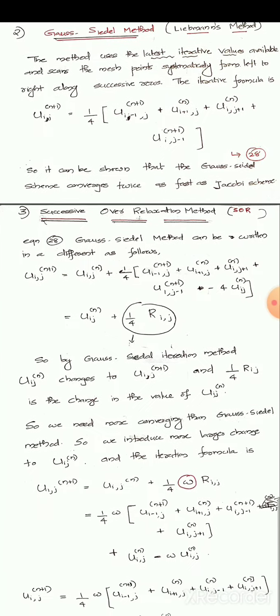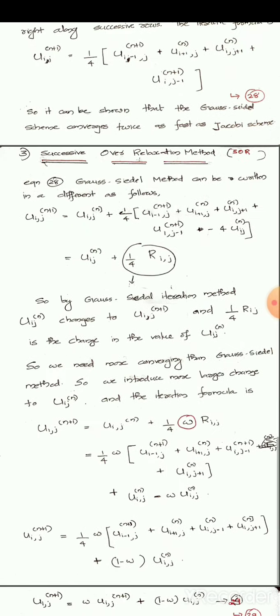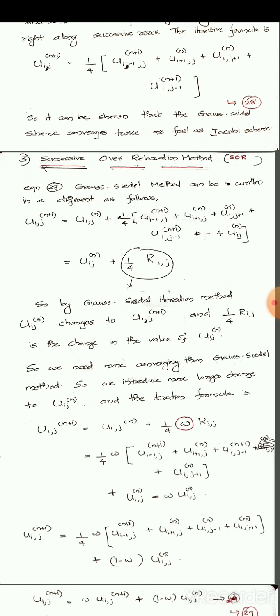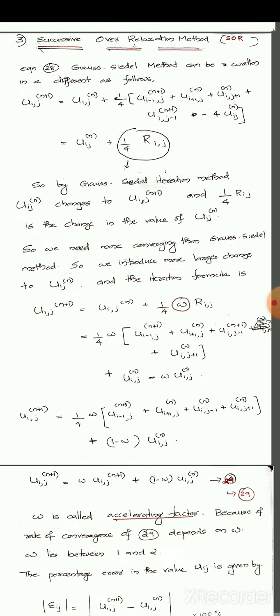A still more accurate method is the successive over relaxation method, or simply the SOR method. To get that method, equation number 28, which is the Gauss-Seidel method, is modified like this. The term in the bracket, 1 by 4 of u(i-1,j) at n plus 1 plus u(i+1,j) at n plus u(i,j+1) at n plus u(i,j-1) at n plus 1 minus 4 uij, becomes 1 by 4 rij.